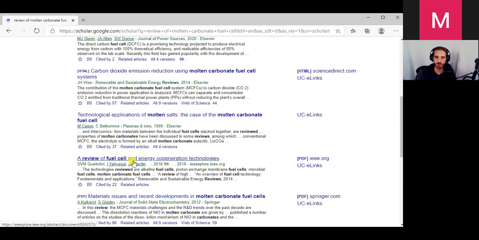A review of fuel cell and energy cogeneration techniques. And I noticed that molten carbonate fuel cells happen to be included as part of this review. So this is going to be, I don't want to call it my seed paper, because I have another definition of what I mean by seed paper, but maybe this could be my springboard paper, right? This is where I'm going to go first to try to figure out everything else about this field, or at least get my bearings, right? So, to figure out whether or not this is relevant.